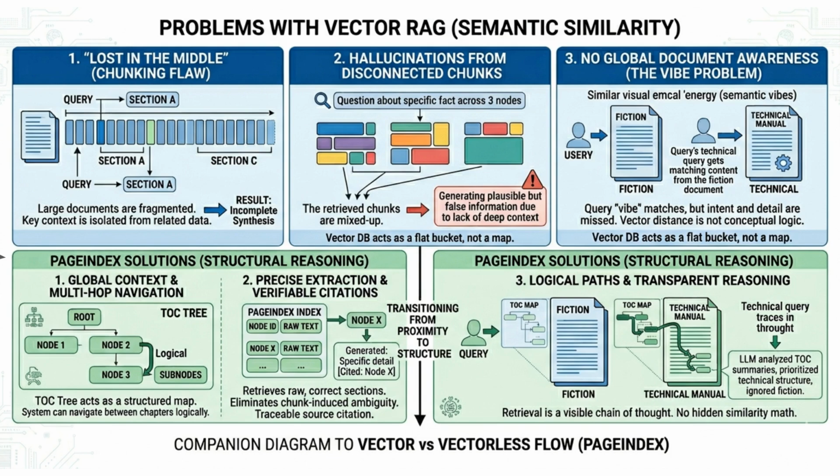The reasoning process becomes observable. There is no hidden vector math. We are prioritizing intent and structure over similarity. Summary and conclusion. If you are responsible for the reliability and safety of a RAG application, you must solve these 3 failures.